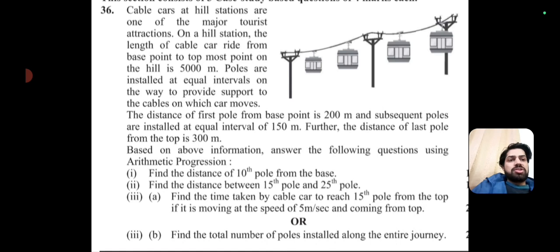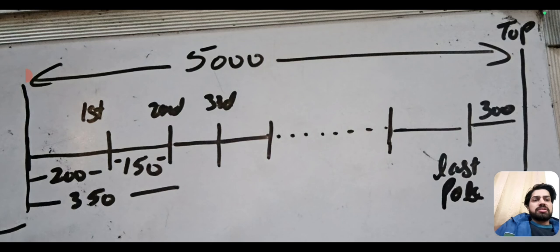Find the total number of poles installed along the entire journey. So for this you should know what is the last term. Look at this. The last pole is our An and it is not 5000 meters away. It is 5000 meters minus 300 meters away. It means An is 4700 meters. And now using the An, which is the distance of the last pole, you can find the value of n.